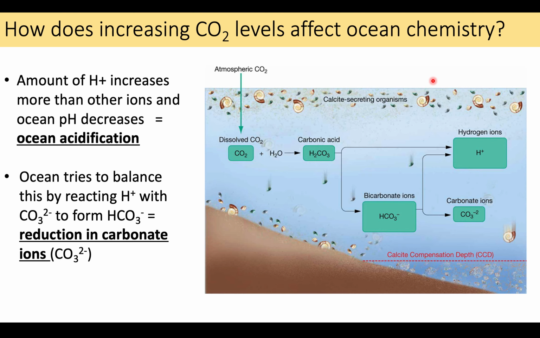So, in summary, increased carbon dioxide in our atmosphere causes increased carbon dioxide in the ocean, which causes increased hydrogen ions or acidification of our waters. Those hydrogen ions are going to react with carbonate ions that are already in the ocean, which causes a removal or a reduction of the carbonate ions that are normally available in our water.